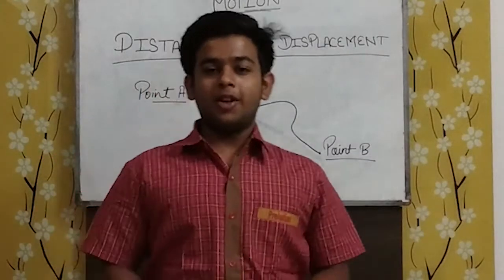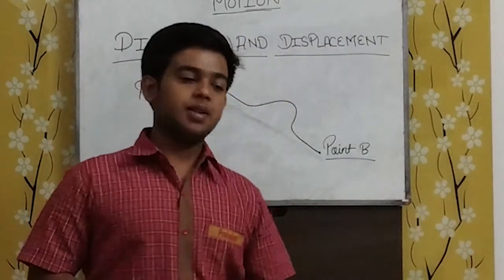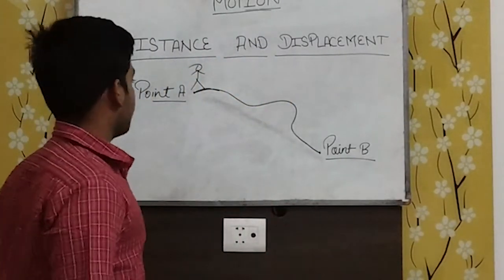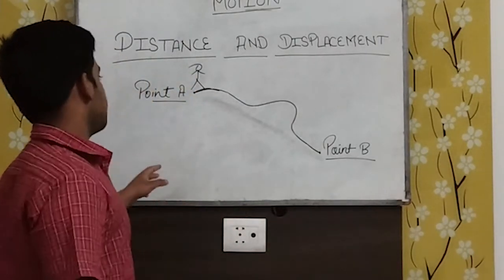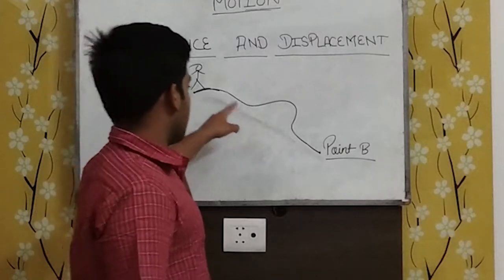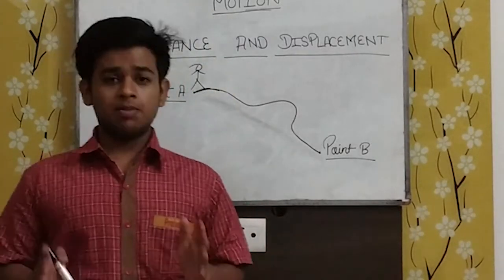Hello friends, today let's talk about distance and displacement. In this case, a man standing at point A travels through this bumpy road to reach point B. So, the distance covered by this man would be the actual length of this path AB. But this is not the displacement.